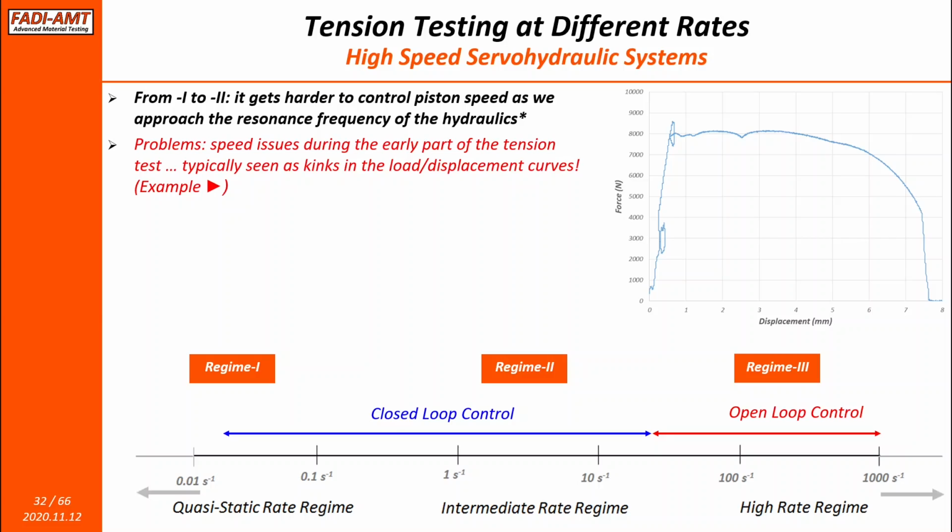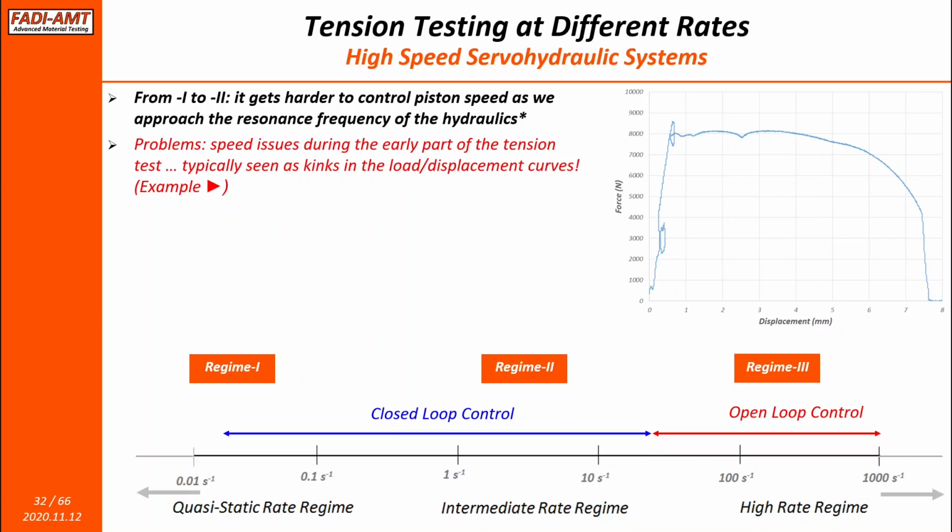In the intermediate range, this fluid slushing while you're moving the piston basically interferes with the motion of the piston, so you can see clearly waviness and a significant change in the speed of the piston. You cannot really control the speed of the piston that easily, and that leads to kinks in the load displacement curve, or the load time curves, where you can clearly see it.